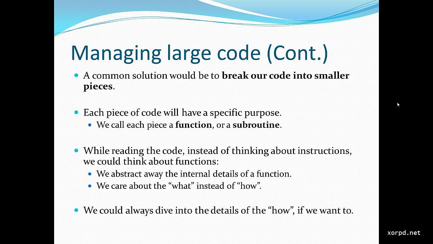After we divide our code into smaller pieces, whenever we read the code, instead of thinking about the instructions, the assembly instructions, we could think about functions. Basically, we abstract away the internal details of a function. So, we only care about what the function does, instead of how the function works, or how it does it. And by this abstraction, we don't lose anything. We could always dive into the details of the how if we wanted to.